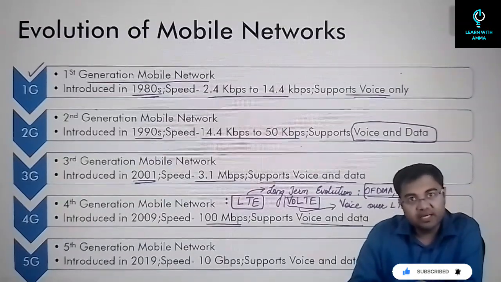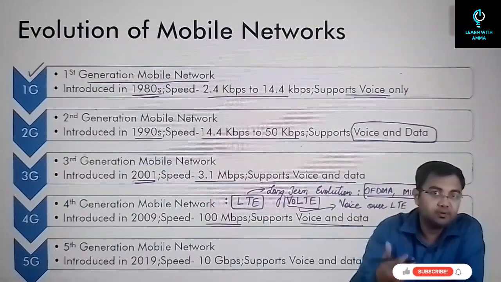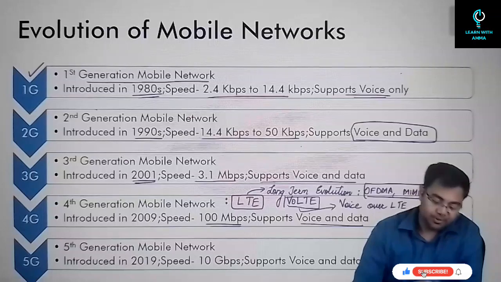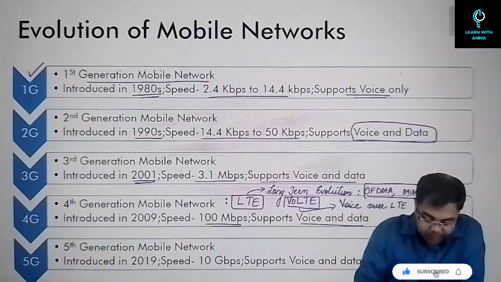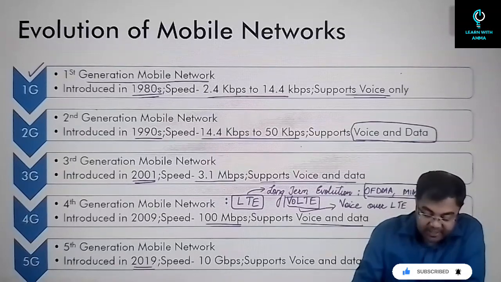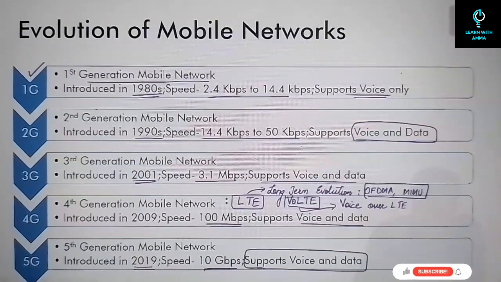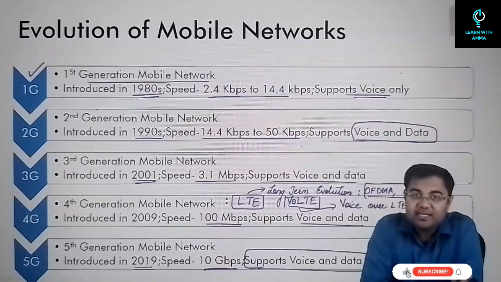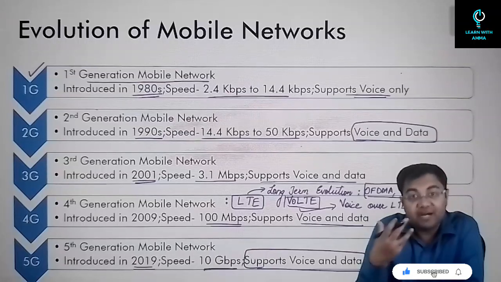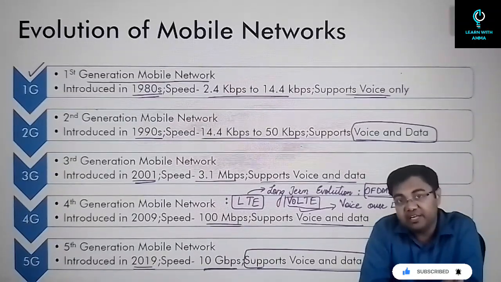So both of these came in 4G. First 4G came with LTE and then 4G also was introduced with VoLTE. Then finally comes 5G, or fifth generation mobile, which was introduced in 2019. Speed now goes up to 10 Gbps and supports both voice and data. So now 5G is the new generation of mobile network, a much faster one. At the same time it could be used in many places.